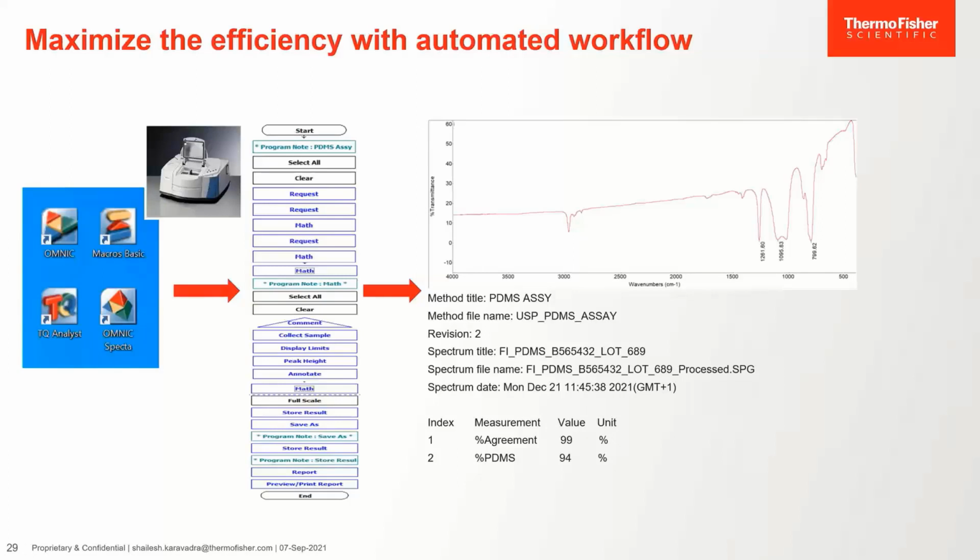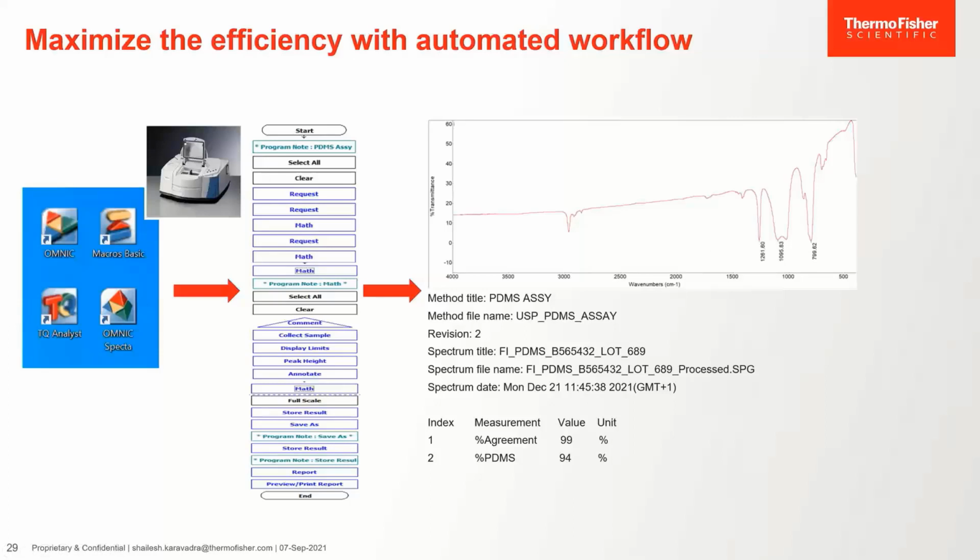So for example, this workflow starts with a PDMS assay, clears the screen, asks for the information for a sample, does some initial math on it, and then it collects the spectrum, displays it, calculates the peak heights, does a few more calculations, and then it stores the result where it should be, and then the report is printed or saved. And here is an example from such an automated workflow.